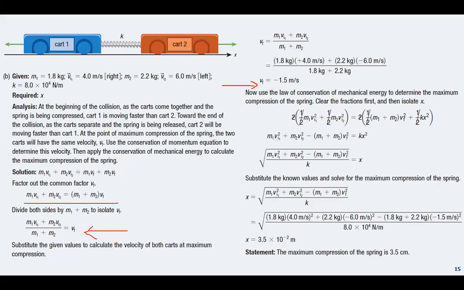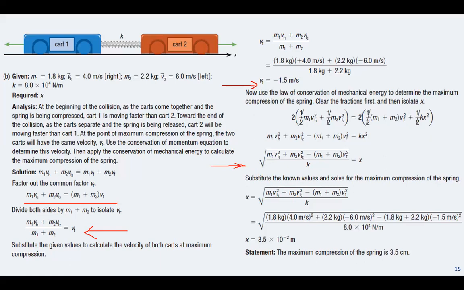The negative symbol indicates that the direction of vf is to the left. Now use the law of conservation of mechanical energy to determine the maximum compression of the spring. Clear the fractions first, and then isolate x. So similar to question A, we have the compression x equals the square root of m1 vi1 squared plus m2 vi2 squared minus the sum of m1 and m2 times vf squared, over k.